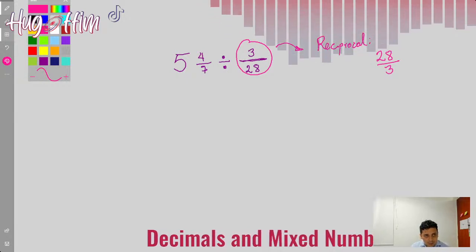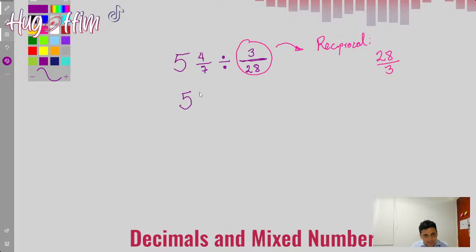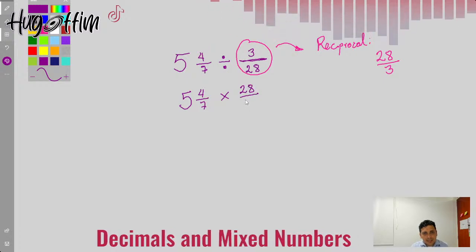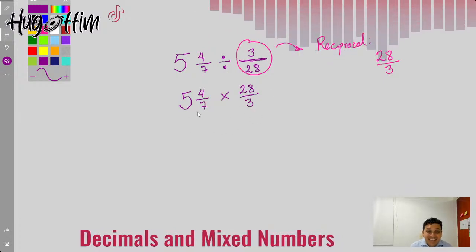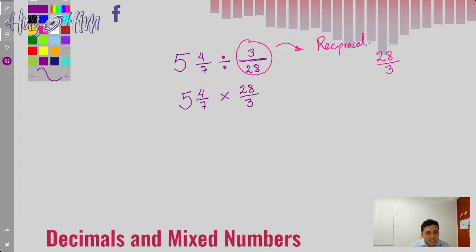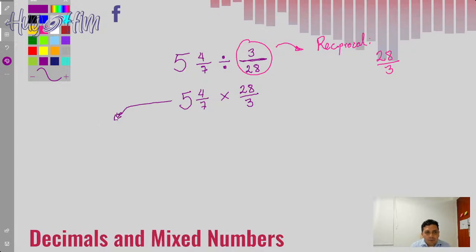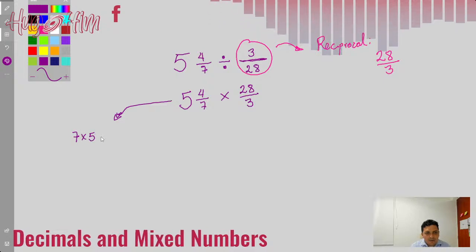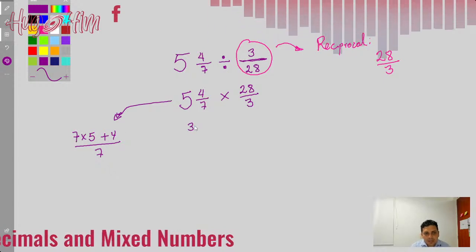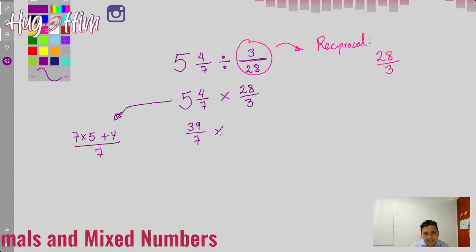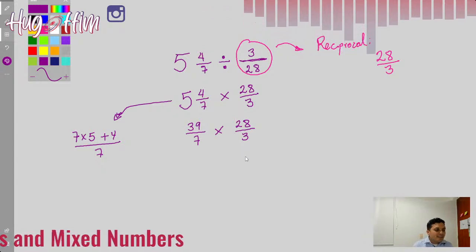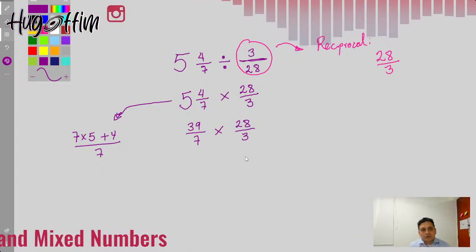So what I'm going to do, the exercise now becomes 5 and 4/7 times 28/3. Okay? And now I can apply the strategy to multiply fractions. So I'm going to convert this mixed number to an improper fraction. So it's 7 times 5 plus 4, over 7. 7 times 5 is 35, plus 4, 39/7 times 28/3. And here it comes again, the game of identifying common factors.